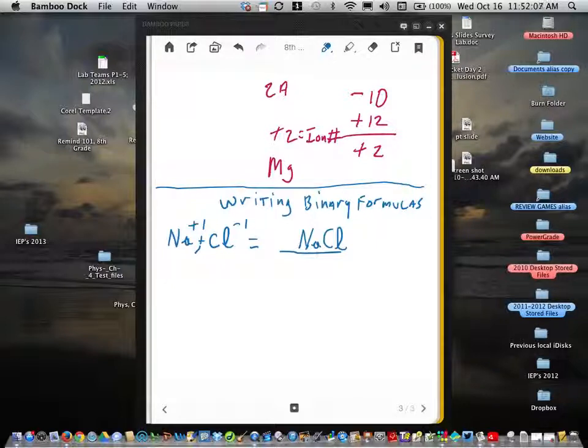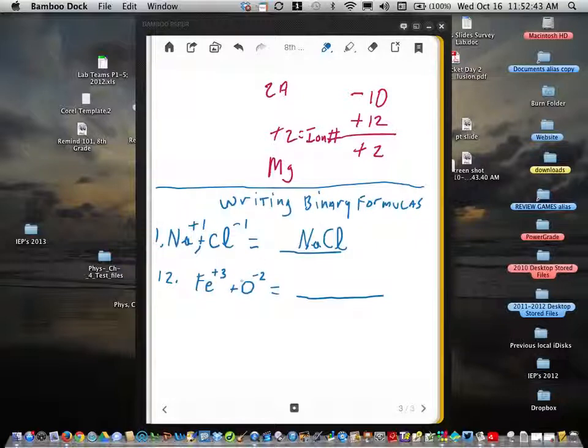Let's look at number 12. That was number 1. Let's look at number 12 as an example. Number 12 says iron, which is Fe +3, and what is being added onto it is oxygen, -2. Okay, now there's some rules, and here is the rule that you're going to need to know.